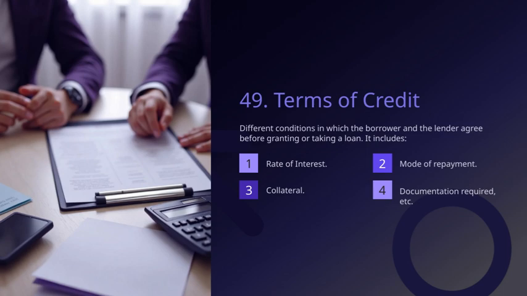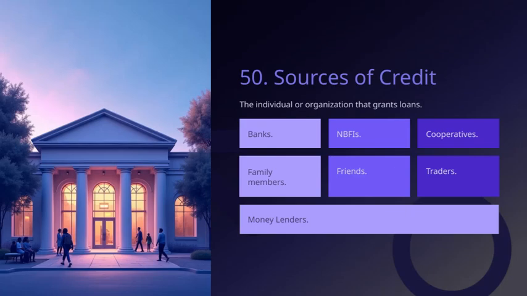When it comes to sources of credit, there are quite a few options available to individuals and organizations. These include traders, cooperatives, friends, non-bank financial institutions known as NBFIs, money lenders, family members, and of course, banks. Each of these plays a different role in providing loans or credit. Traders and cooperatives often lend credit within their communities or networks, sometimes based on trust and mutual benefit. Friends and family are also common sources, especially for small or urgent needs.